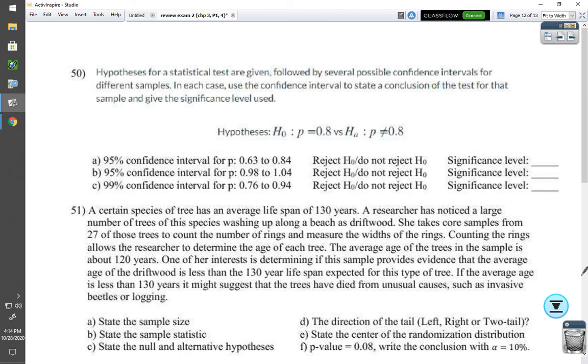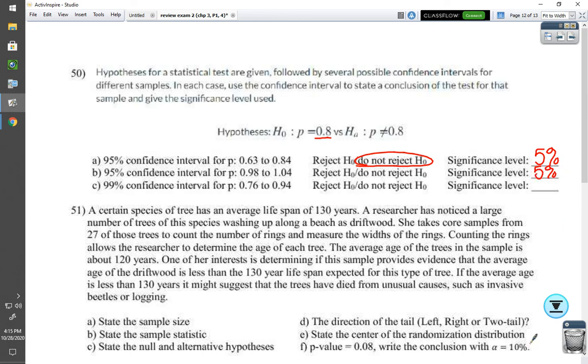So first of all, H sub O is that p equals 0.8 and H sub A is that p does not equal 0.8. First of all, if we had a 95% confidence interval that went from 0.63 to 0.84, what would we do? Well, remember, we have 0.80, and 0.80 is inside. We do not reject. What's the significance level? 5%, because 95 subtracted from 100. The next significance level is also 5%.